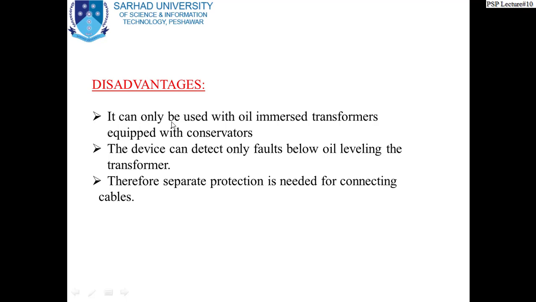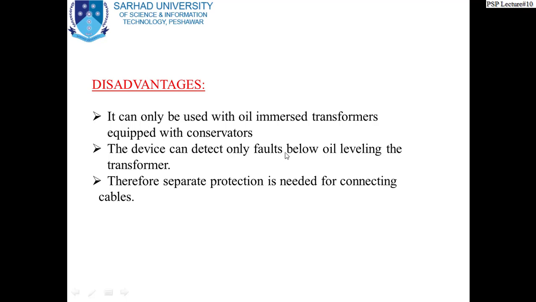This type of Buchholz relay is basically used with oil immersed transformers equipped with a conservator. If the transformer is not oil immersed, this relay cannot work, because it basically uses the pressure produced by disintegration of the transformer oil into hydrogen gas. So this is one drawback or disadvantage.